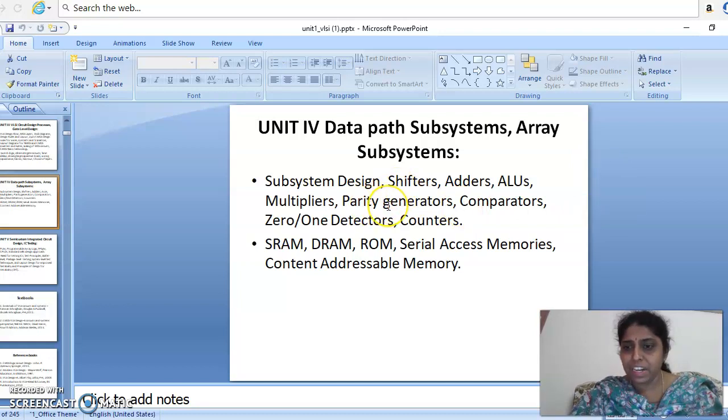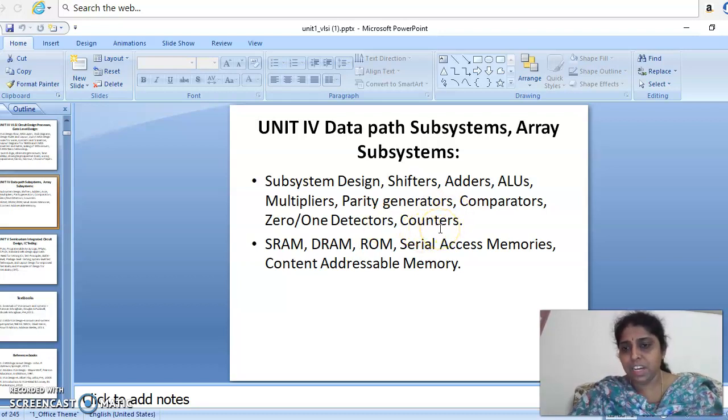Parity generator to find even parity or odd parity. And the comparators. Comparator is for finding whether two numbers are greater, lesser or equal, like that. 0 to 1 detector. So AND gates obviously work for 0 detector. Whenever both inputs of the AND gate are 1, then only the output gets 1. Otherwise it is 0. So likewise, we can use AND gates, NOR gates for 0 detector, 1 detector, like that. The combinations we can choose.